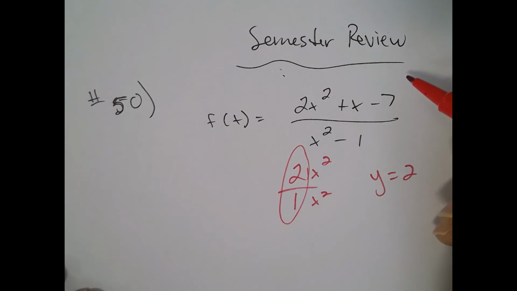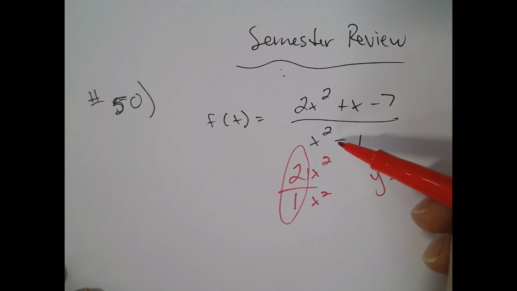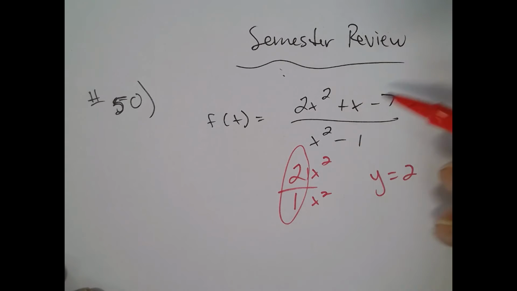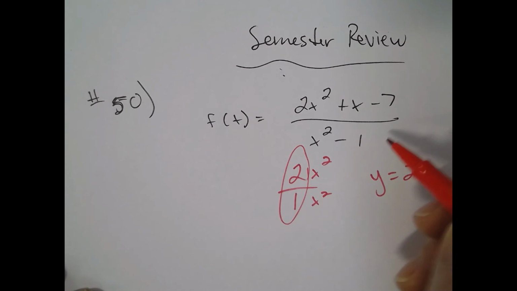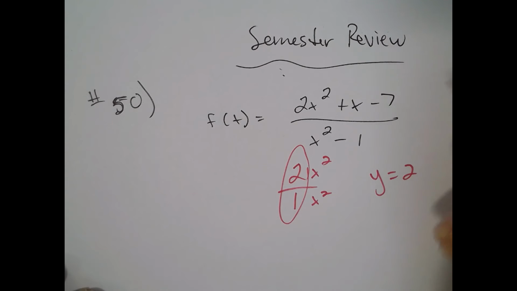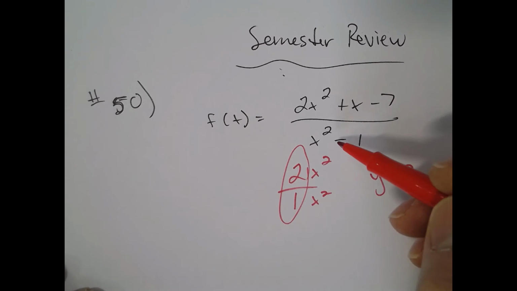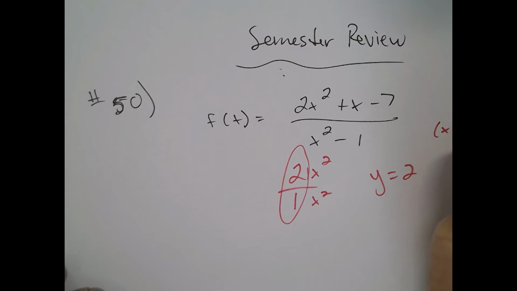If the question asked about the vertical asymptotes, they occur for numbers that make the bottom 0 unless they're removable. So we can see that the bottom is x plus 1, x minus 1. So the domain is everything except for -1 and 1.